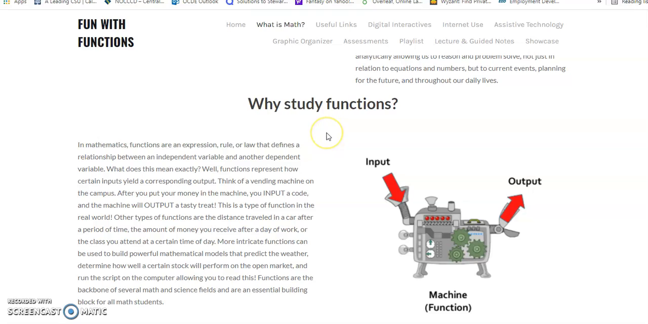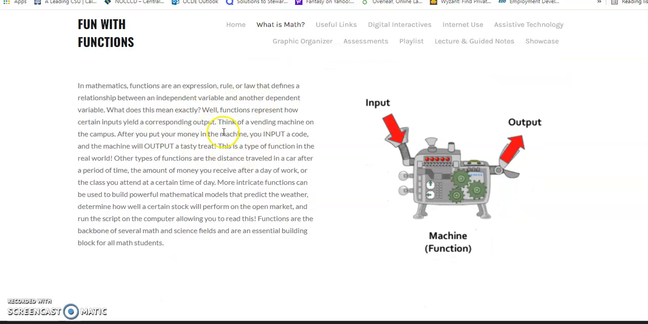Why study functions in particular? Again, here I state functions are the backbone of many STEM fields. I also give a real life example of a simple function, which was a vending machine. And I try to drum up some interest in the topic by explaining functions can be used to predict the weather or changes in the stock market.